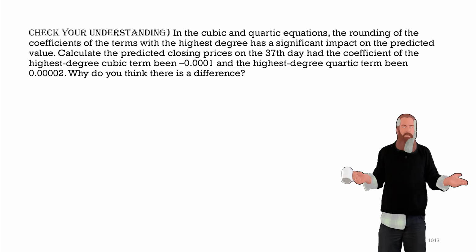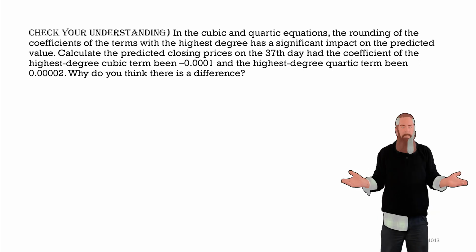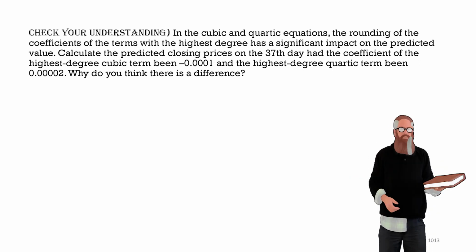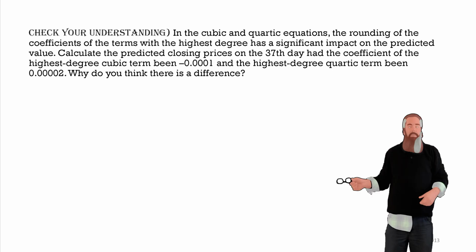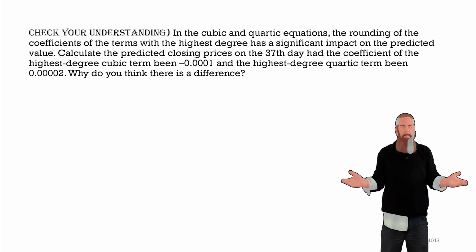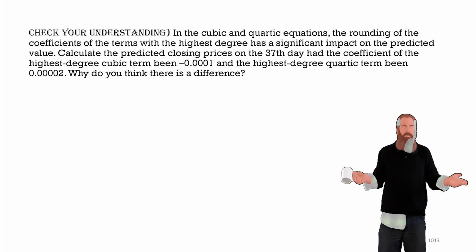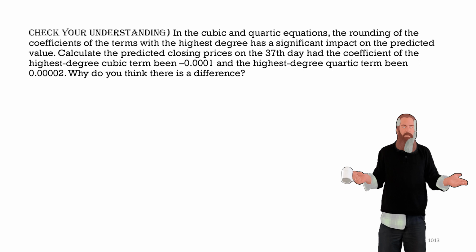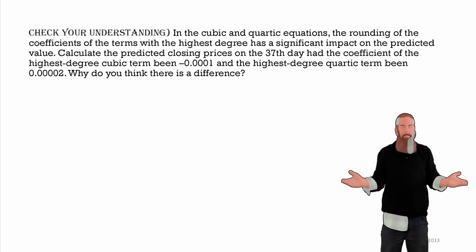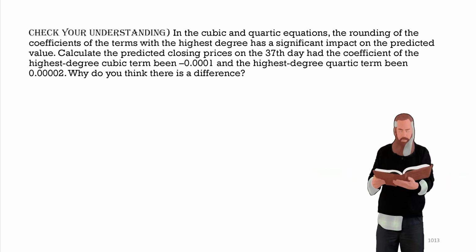Let's check our understanding of this. In the cubic and quartic equations, the rounding of the coefficients of the terms with the highest degree has a significant impact on the predicted value. Calculate the predicted closing price on the 37th day had the coefficient of the highest degree cubic term been negative 0.001 and the highest degree quartic term been 0.00002. Why do you think there's a difference?